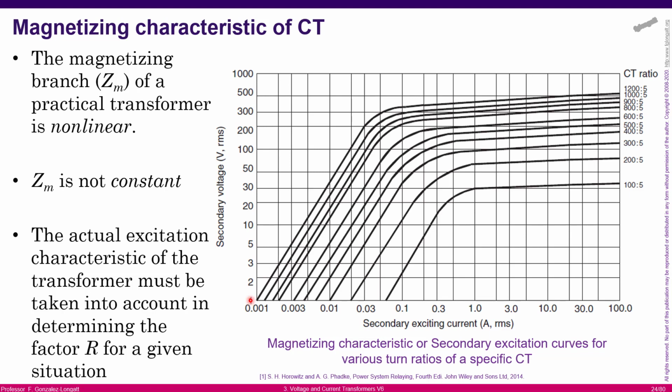But what is the most important consequence of this non-linearity between voltage and current? Well, the first consequence is that the magnetizing branch is not constant, but at the same time, and very important, the steady-state performance of the current transformer is also not constant, and it starts to be a bit more complicated.